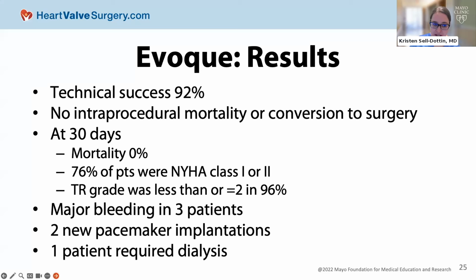The overall results were quite good. Technical success of over 90%. There was no interprocedural mortality, and people's heart failure symptoms did significantly improve. Okay, they had a couple of events that happened. Again, I'll remind you, this was 25 patients total. There were major bleeding episodes in 3, 2 new pacemakers in 2 patients, and 1 patient that required new dialysis. And so I think that just speaks to the risks that we're talking about because of how sick these particular patients are. Next slide.